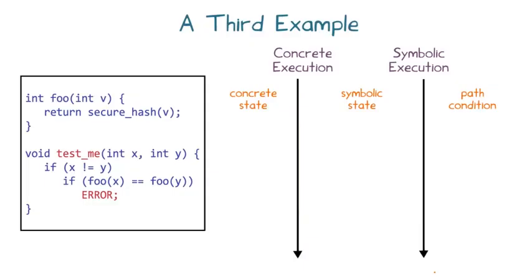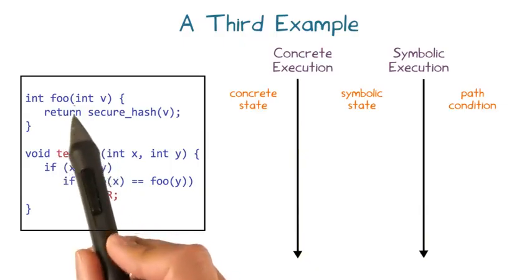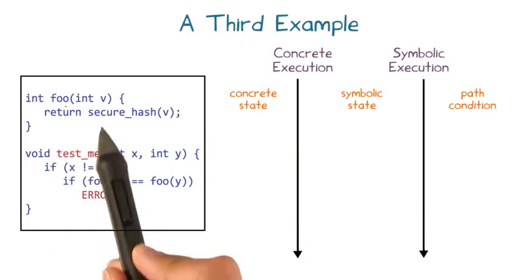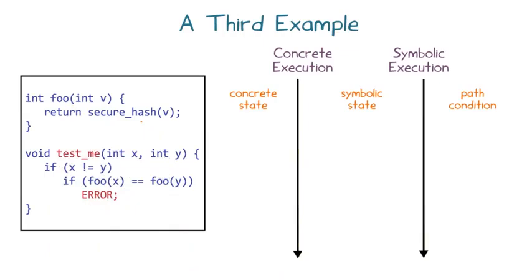Let's take a look at one more example to showcase how dynamic symbolic execution differs from its static counterpart. Here, the foo function still returns a secure hash of its input, but the testme function operates as follows. If its inputs x and y are different, then if foo of x equals foo of y, the program throws an error. If either of these conditions is false, then the program terminates without error.